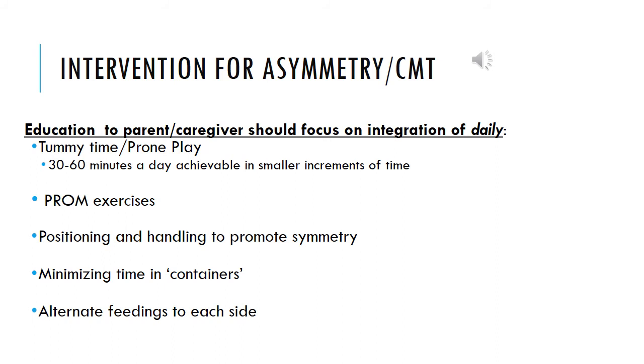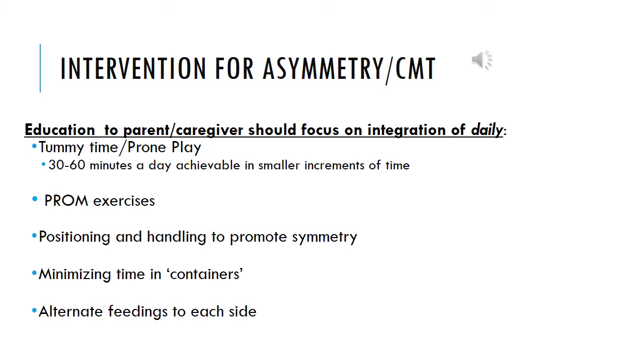So a lot of different ways that you can get that active range of motion and passive through positioning and handling. Again, minimizing the time that the child spends in containers. So certainly it's unrealistic to think that a child will never be in a swing or a car seat or some other type of container, but really using those in moderation is the key. So making sure that it's alternated with active time on the floor, in prone, being able to engage and actively explore their environment. And then alternating feedings to each side.